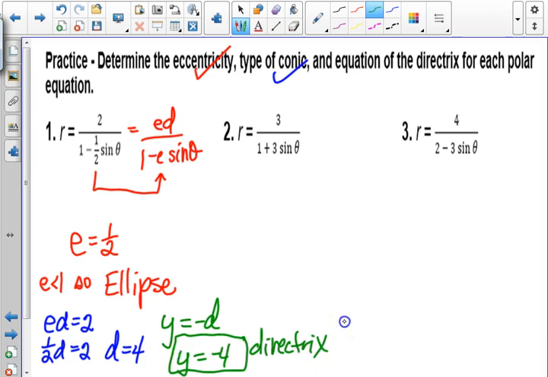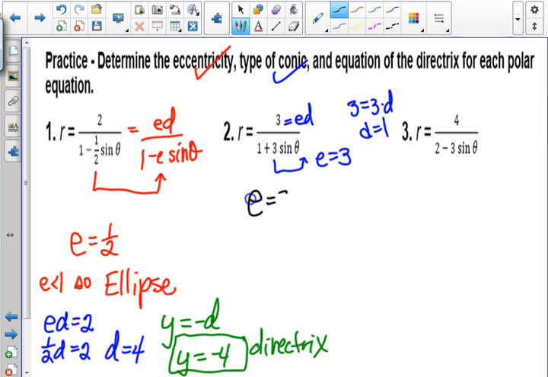Okay. There's one little thing they make a little bit harder, but let's try one more that's super easy. What about this number 2? Okay, E is 3. So up top, ED is 3. If we put in E is 3, so D is 1. Okay, so the answer to the question, eccentricity is 3, which makes it a hyperbola.